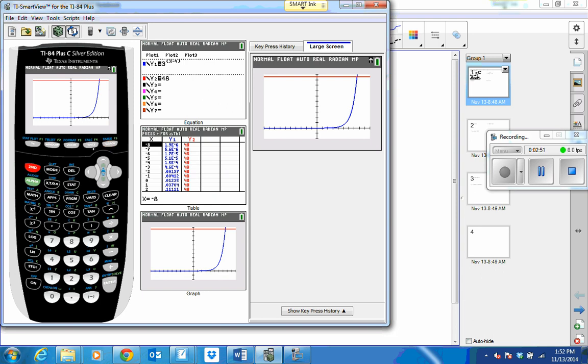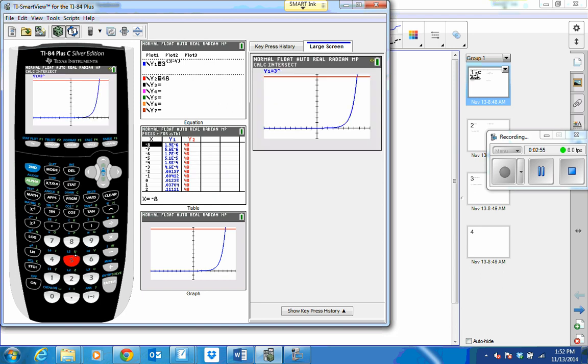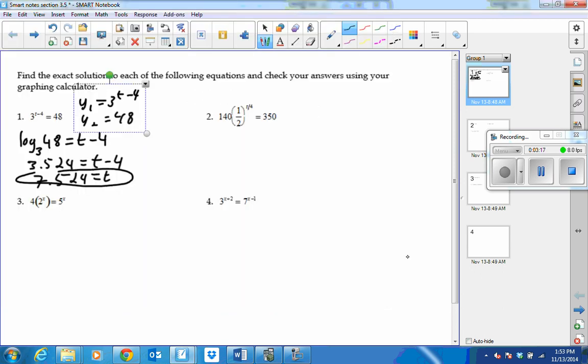So I'm going to hit second, calculate, and I want to find the intersection, so I'm going to hit 5. It asks for the first curve, and it already has the line on the blue curve, so I'll hit enter. Then it asks for the second curve, and it has the line on the red curve, so I'll hit enter again. And then it says guess. Well, I don't want to, so I'll just hit enter again. And it tells us that 7.524 is the x value, and the y value is 48. And that confirms our answer. So in all of these, you can put them in your calculator that way.